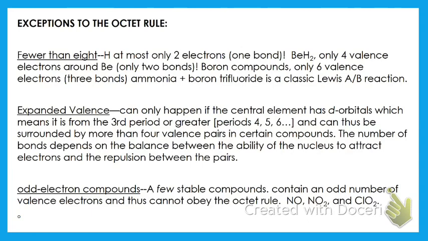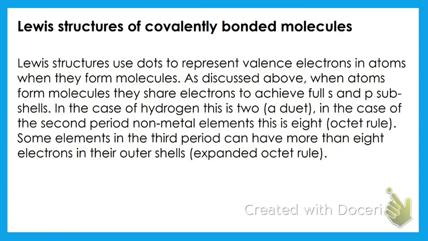And then a few weird oddballs can actually have an odd number of valence electrons, and so they don't obey the octet rule either. But we assume, unless we know it's an exception, that it obeys the octet rule. Lewis structures, you can read through that.